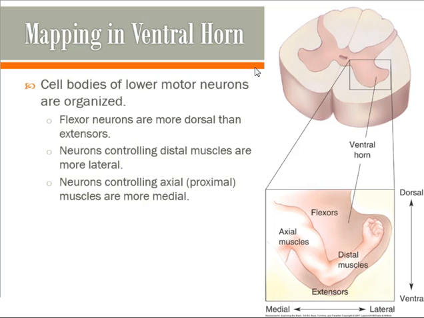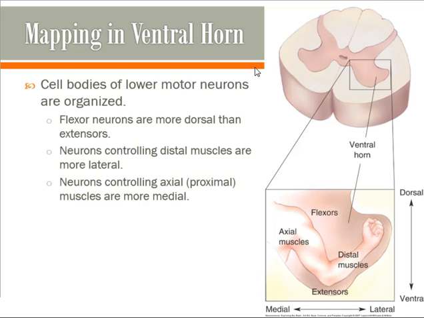And there's a bit of a medial versus lateral thing. Axial muscles tend to be found a bit more medially. Distal muscles tend to be found a bit more laterally. There's some overlap here. Distal muscles tend to be a bit more loaded towards extensors. Flexors tend to be found a bit more axially in general. So there's a gradual gradient as you're moving from this part of the gray matter down into this one.